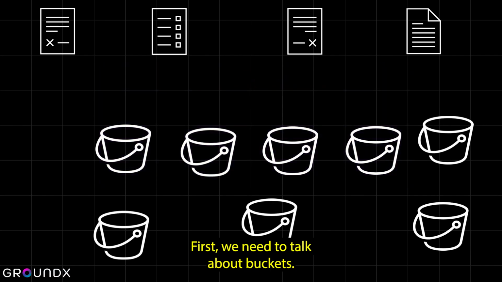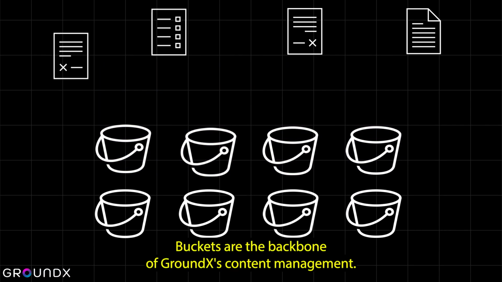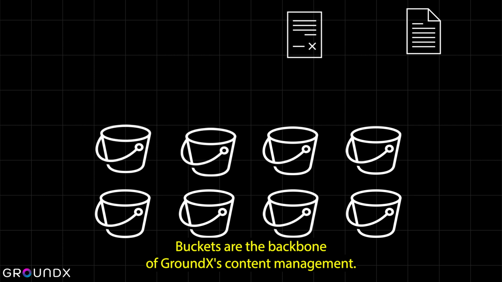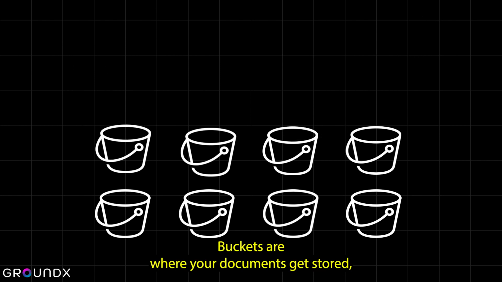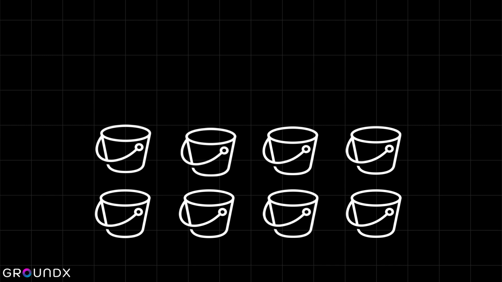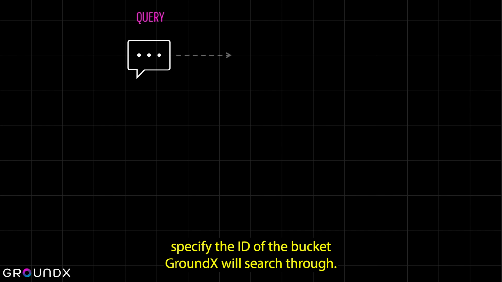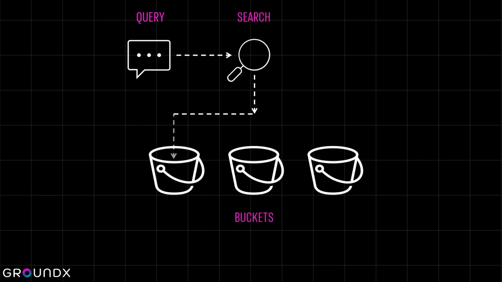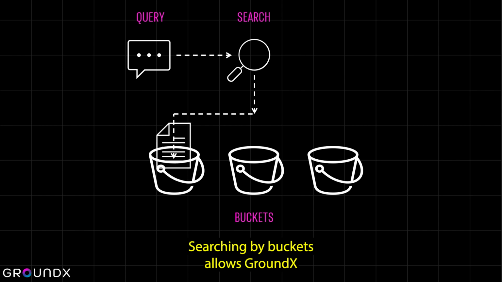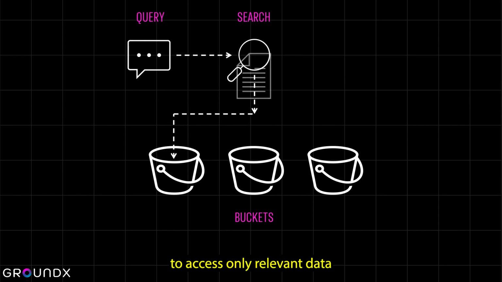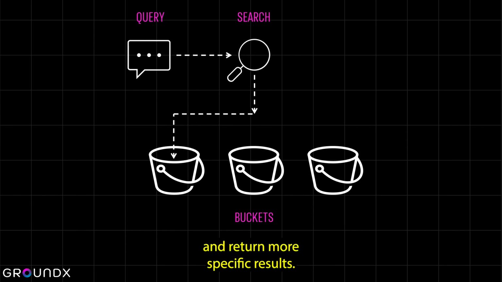First, we need to talk about buckets. Buckets are the backbone of GroundX's content management. Buckets are where your documents get stored, along with their extra search data. When you carry out a search query, you can specify the ID of the bucket GroundX will search through. Searching by buckets allows GroundX to access only relevant data and return more specific results.